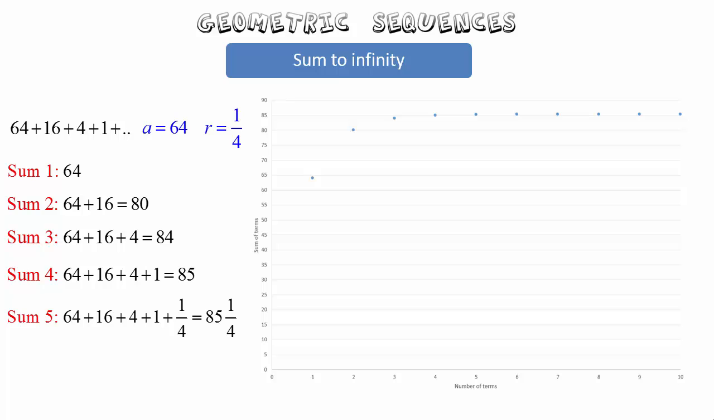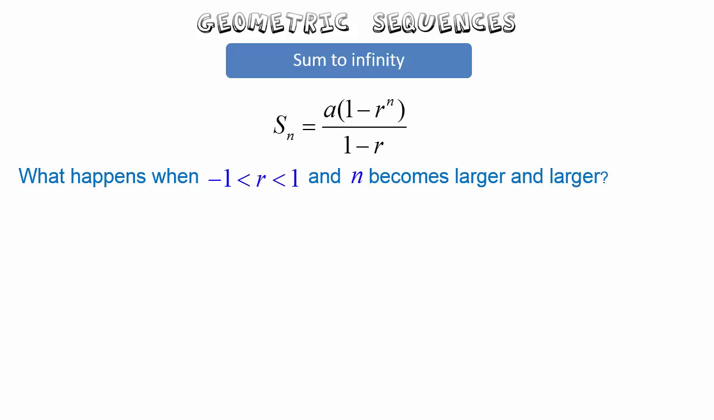We can show that as a graph. Plotting those points with the number of terms on the horizontal axis and the partial sums on the vertical, you can see that very quickly the values seem to become very close to something just above 85, almost an asymptotic sort of behavior. Let's see if we can obtain a formula for the sum of an infinite number of terms of a geometric series. This is the formula for the sum of the terms that we've used previously.